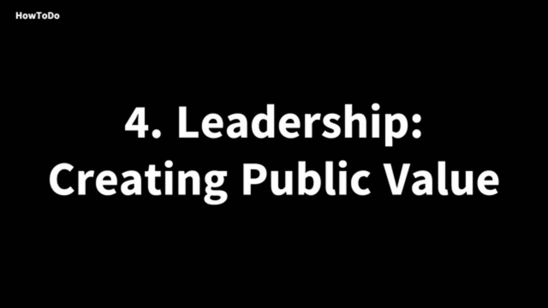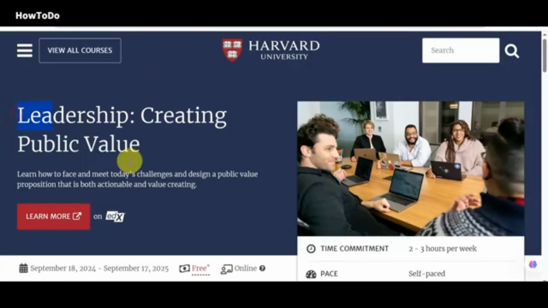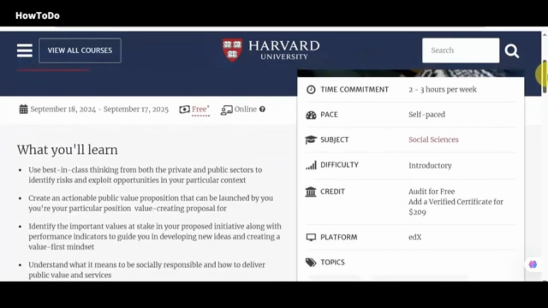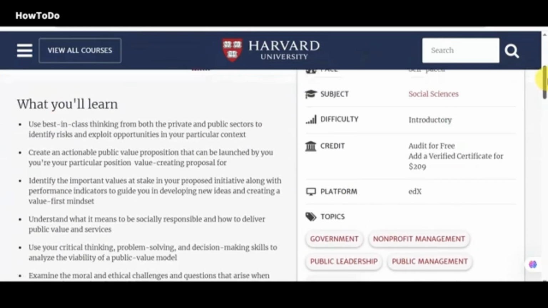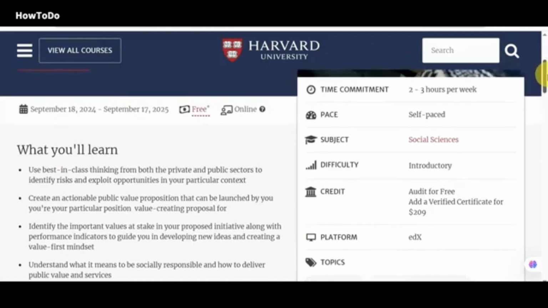4. Leadership: creating public value. Are you ready to take up the challenge of public leadership? The world in which each of us and all of us now live is full of pressing problems and future risks, but it is also full of hope, aspiration, and opportunity. In Leadership: Creating Public Value, you will learn how to face and meet today's challenges and design a public value proposition that is both actionable and value-creating.